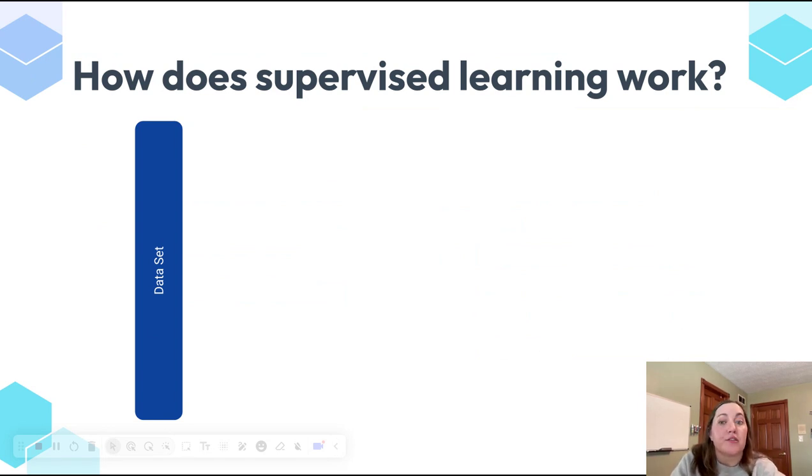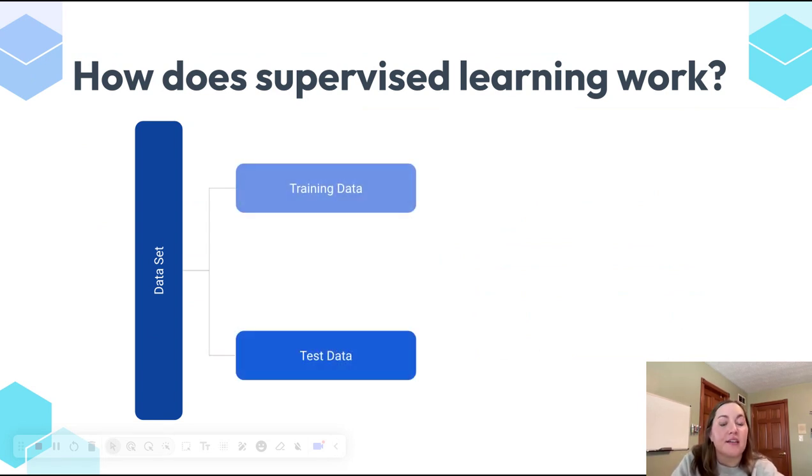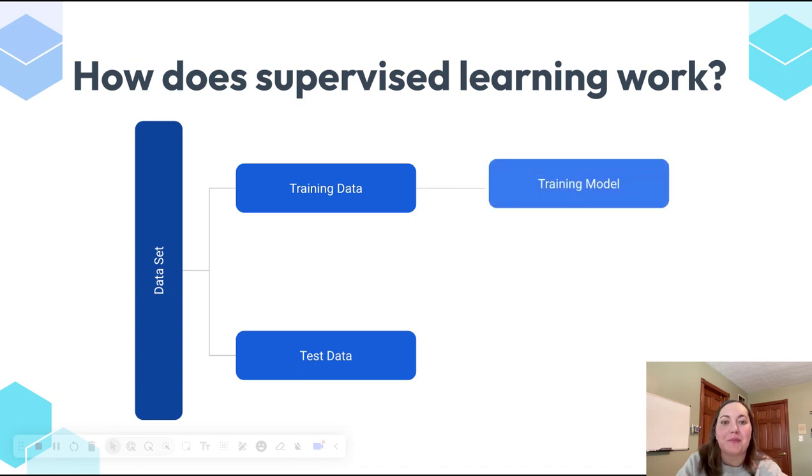In general, supervised learning works by taking a data set and splitting it into two. We're going to take a training data set, and that's what we're going to learn from. And we're going to take a test data set, and we're not going to look at it yet. There are different ways people split this up: 80-20, 50-50, 70-30. We're going to try out a lot of different ways so you can see what happens when we take these different splits. That's coming in a different week. With that training data, we're going to create a model, and we're going to create that training model. That training model is then going to test itself on the test data.